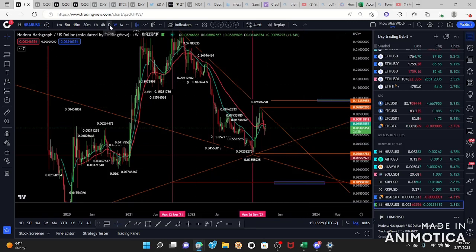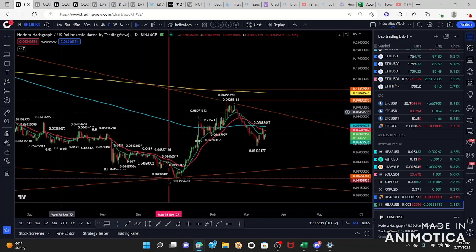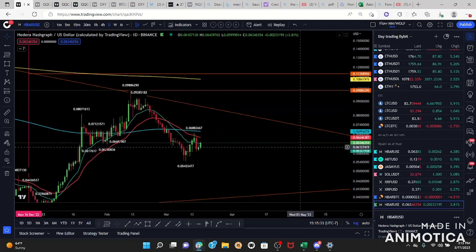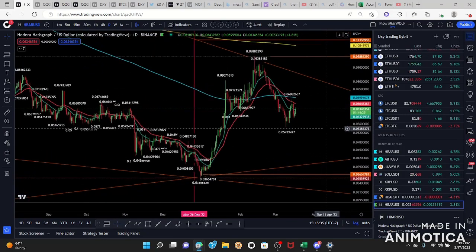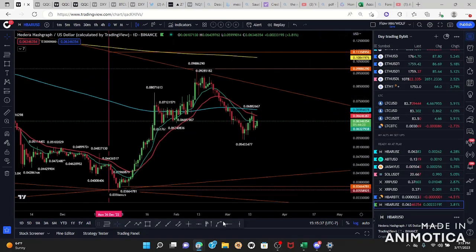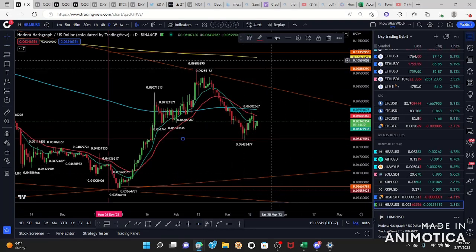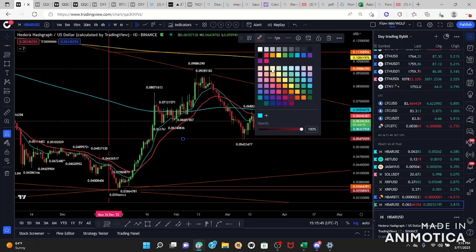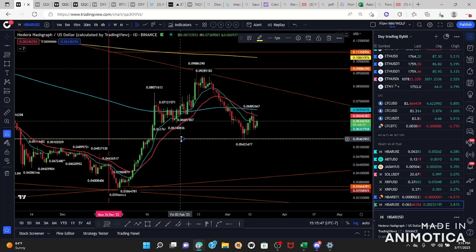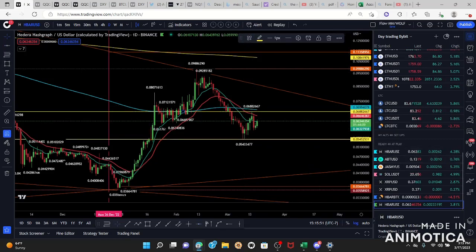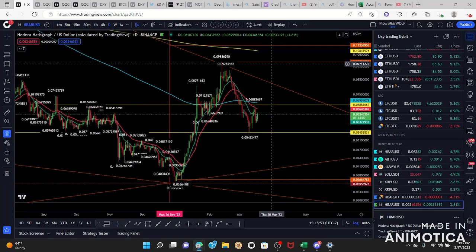Okay, let's move into our daily. So within our daily, same thing. You want to mark your support and resistance. So this is your daily support, and our daily is going to be yellow. This is your daily resistance.